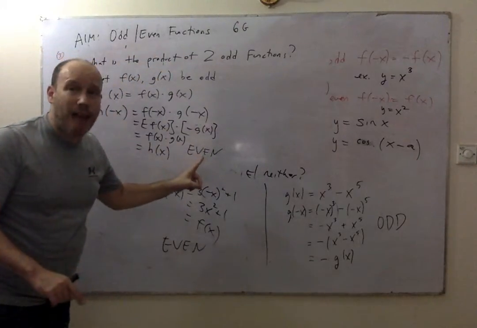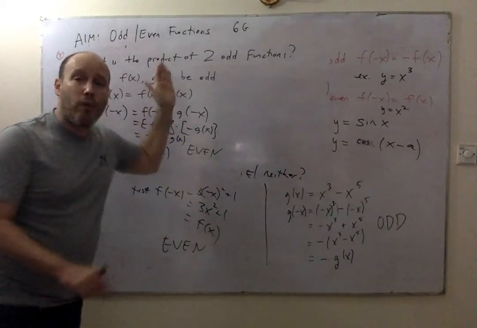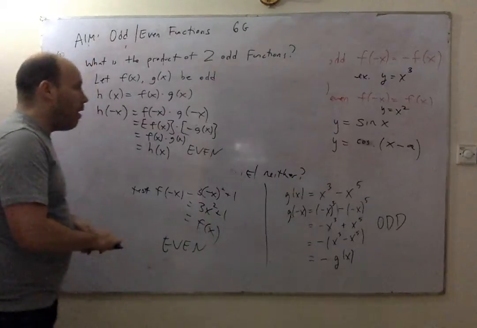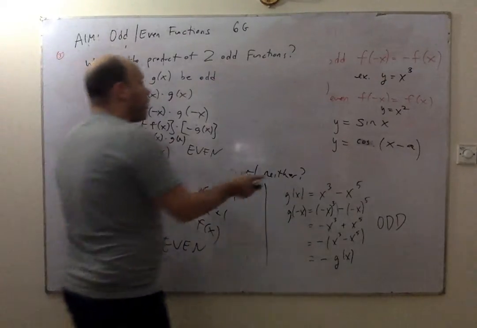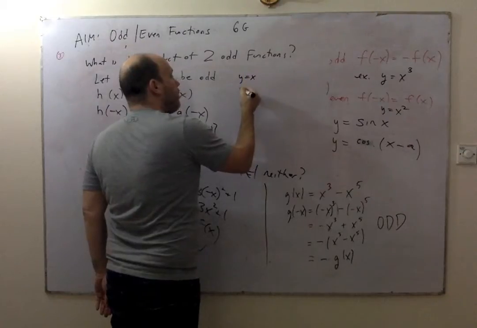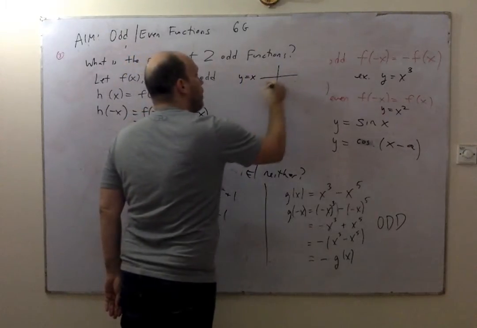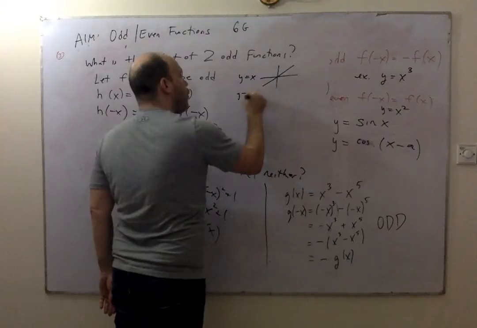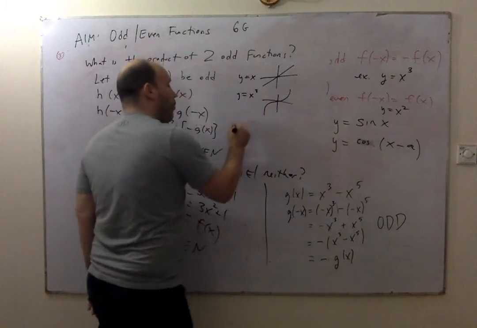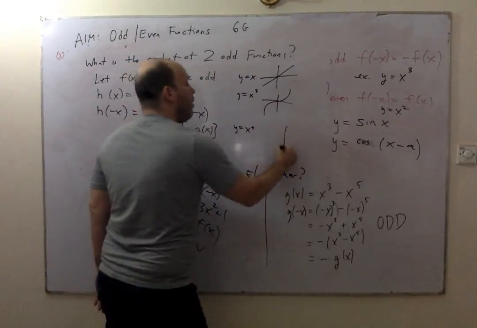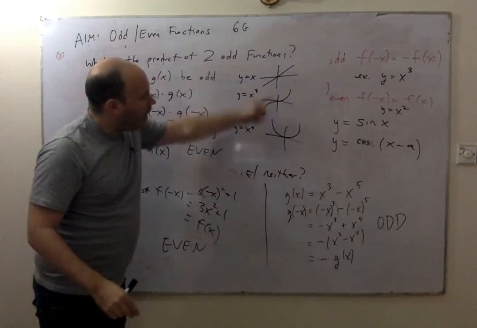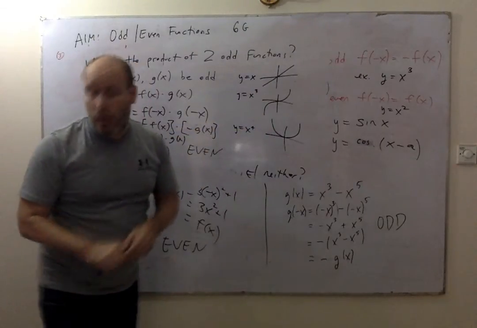Now this means that this has symmetry over the y-axis. And we can see that's true because, for example, y equals x looks like this, and y equals x cubed, which we know looks like this. The product is x to the fourth, which looks like this. Odd, odd, even. I think that's cool.